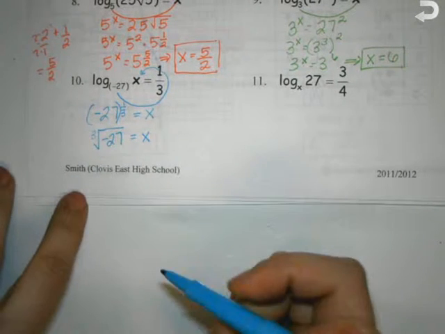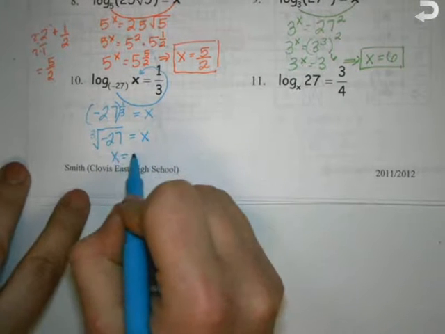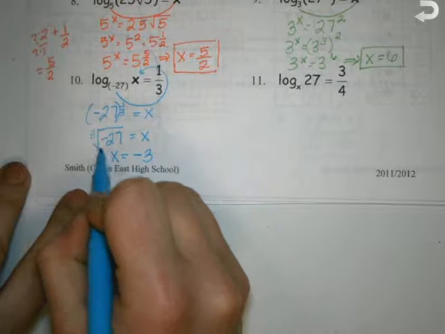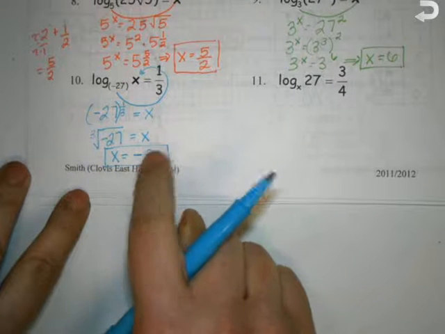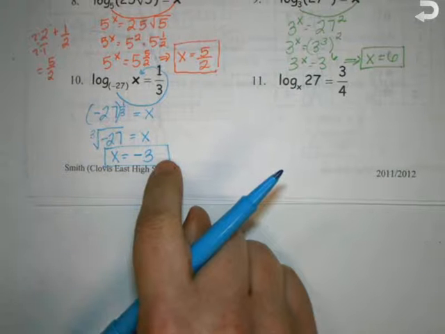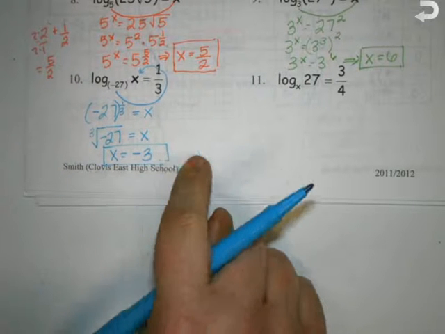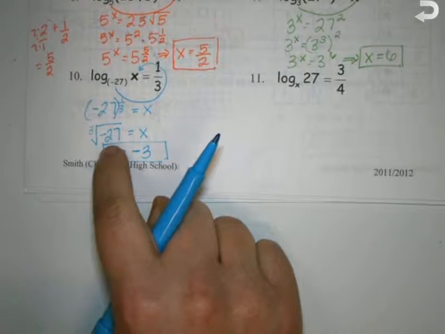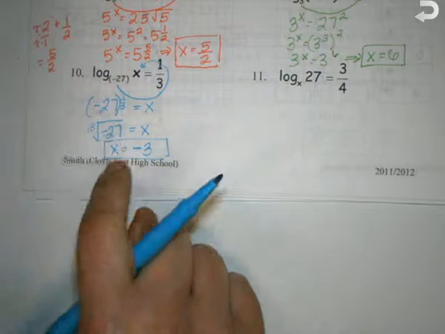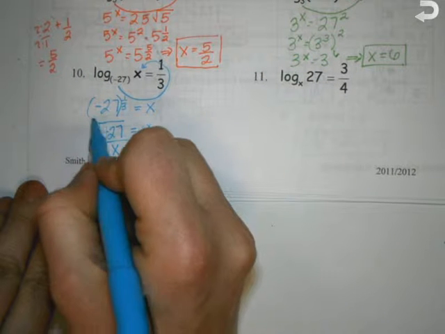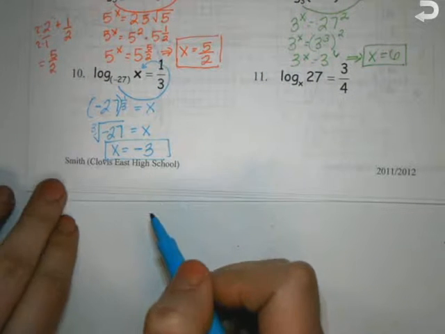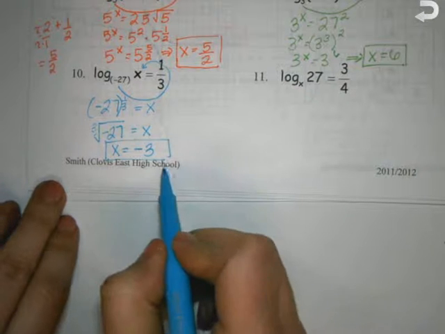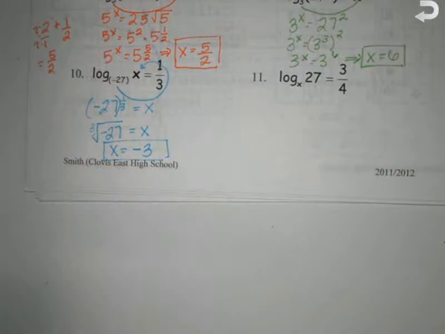negative 3. Because let's think about it. Negative 3 times negative 3 gives me positive 9. And positive 9 times negative 3 gives me negative 27. So we can have a negative if the index of that root is an odd number. Okay? And our answer then will be negative. You guys remember that? That was from before winter vacation.